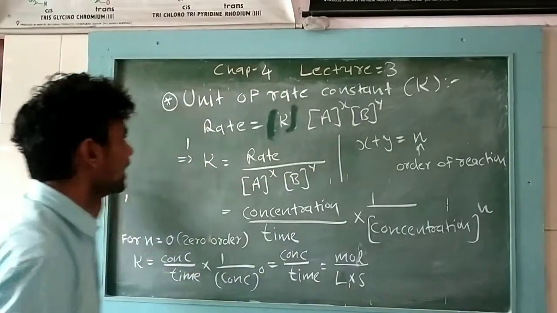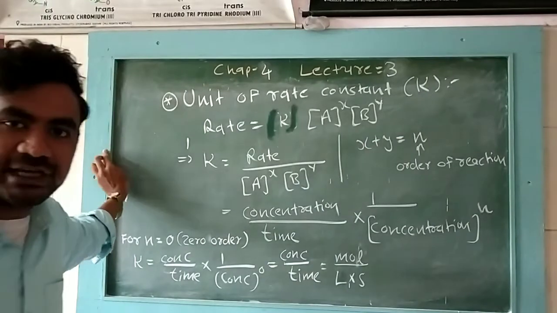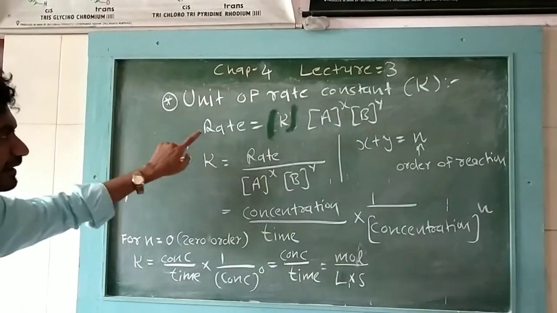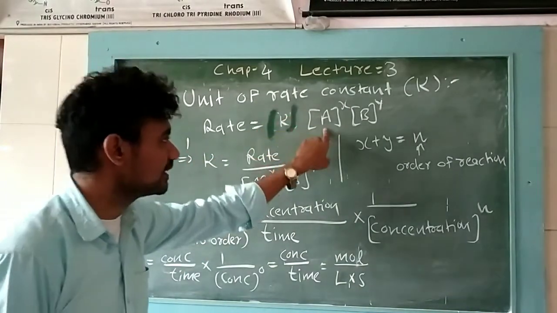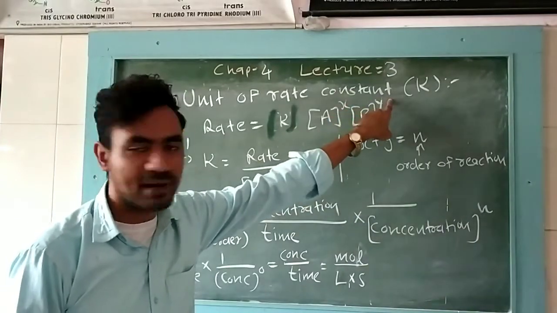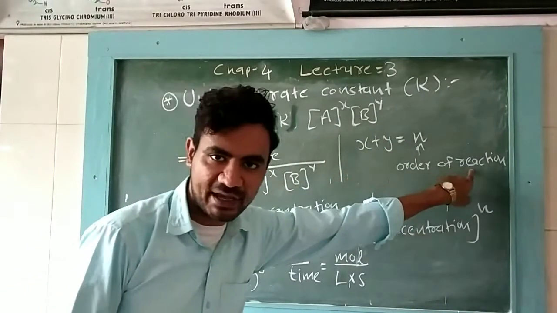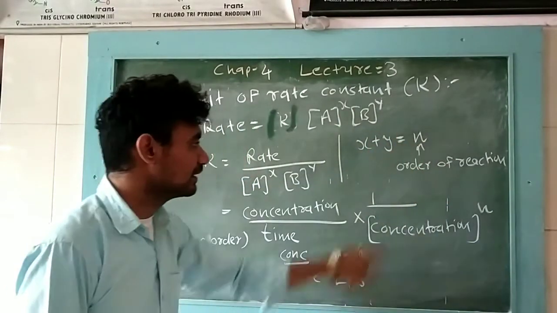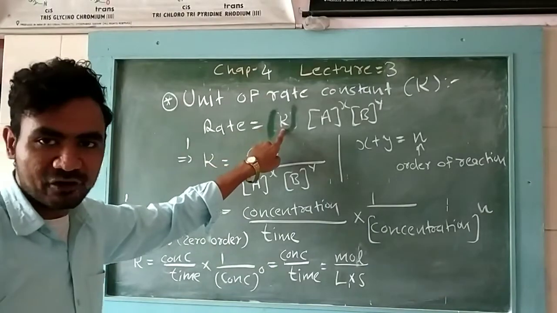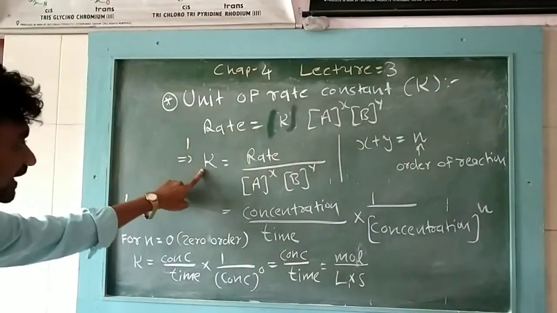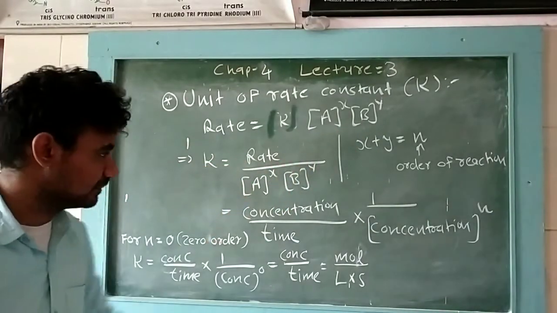Now, here we are going to find out the unit of rate constant K. For that, here I have written the rate of reaction formula. Rate of reaction is equal to K into concentration of A and B with X and Y powers. Now we know that X plus Y is equal to the order of reaction. Suppose it is small n. So small n is the order of reaction here. I can make a formula for K from this: K is equal to rate divided by both concentrations. So rate divided by concentration.